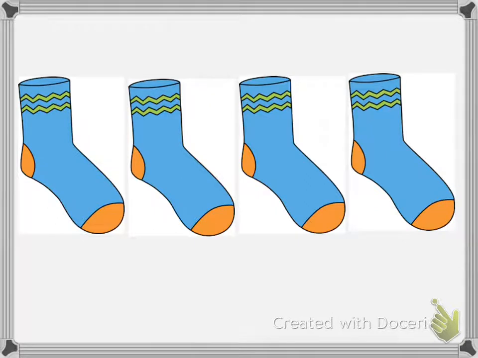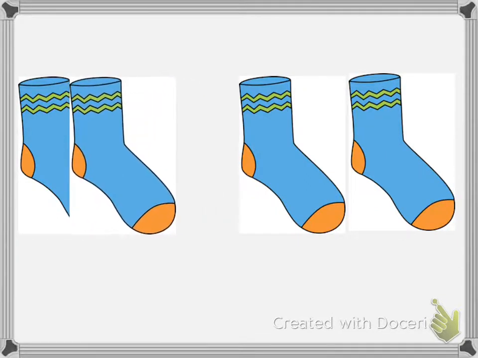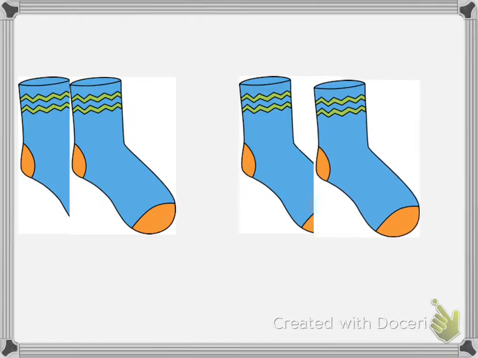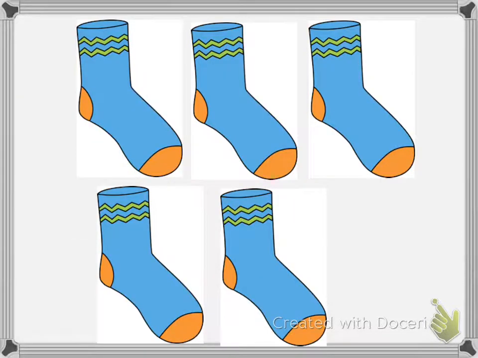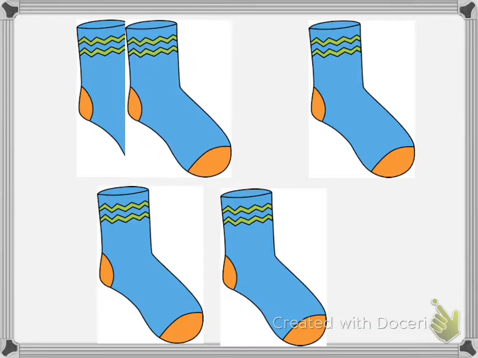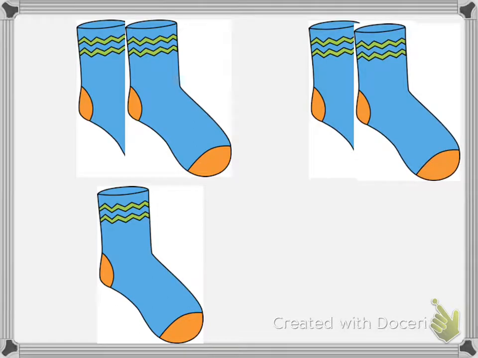So if I have partners, I make a pair. So there's one pair and two pairs. I do it by putting two socks together. So four socks, I get two pairs. What about five socks? Well, let's make these into pairs. So there's one pair and two pairs. So I have two pairs and I have one left over.